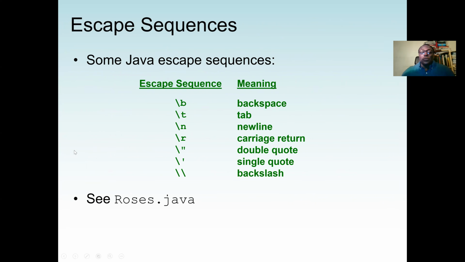So these are some of the escape sequences we can use. Backspace, we use \b. The tab, we use \t. To move to a new line, we use \n. For a carriage return, we use \r. Double quote, we use \". And single quote, \'. And if I want to print a backslash, then I have to write two backslashes. So these are the Java escape sequences.